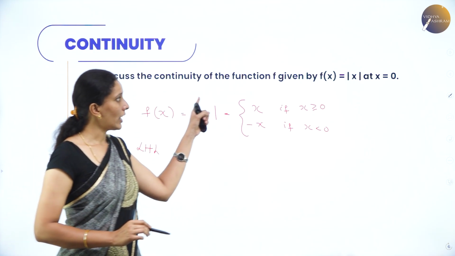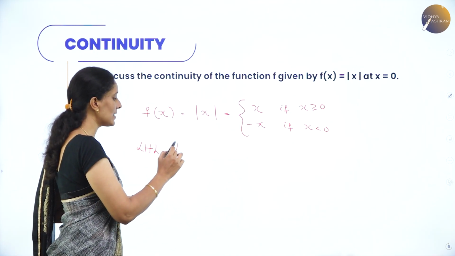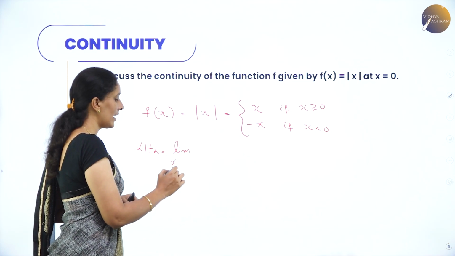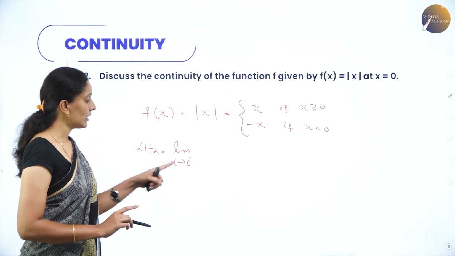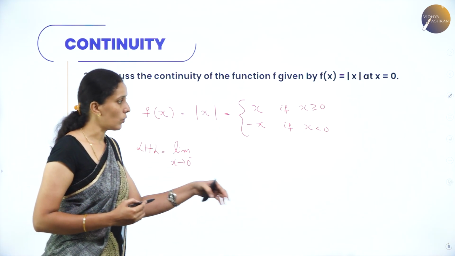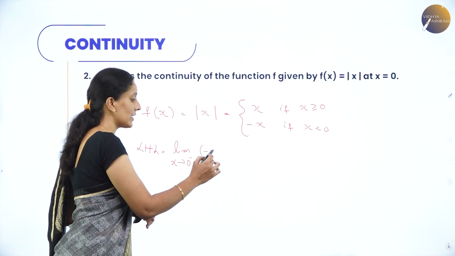Since we have to check the continuity of a function at x is equal to 0, we take the left hand limit as x tends to 0 minus. Here minus indicates the left hand limit, that is whenever x is less than 0. Whenever x is less than 0, we take f of x in the form of minus x.